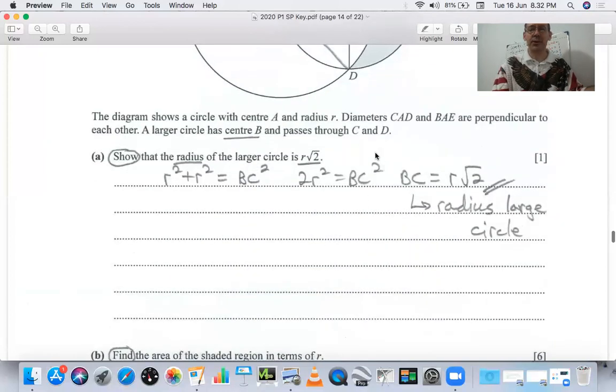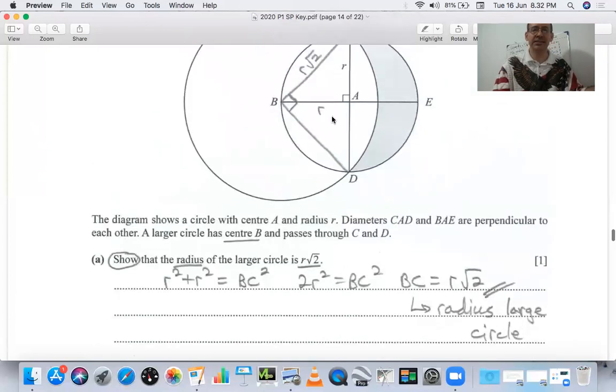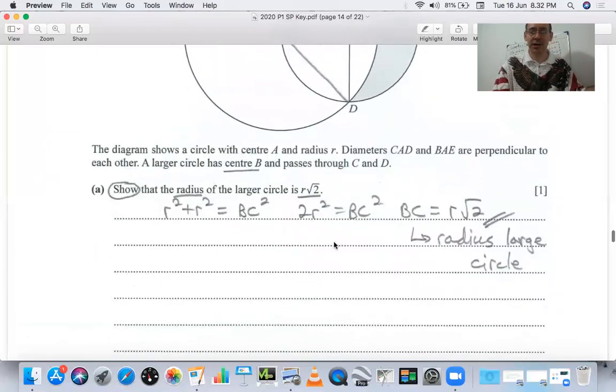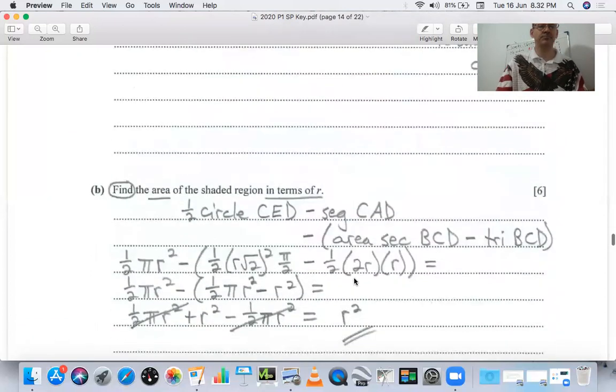And then we square root that to get our BC, which is the radius of the big circle. When you square root 2r squared, the square root of r squared is just r, and the 2 stays inside the radical as root 2. This then is the radius of our large circle. It is only 1 point. You're just doing the Pythagorean theorem.